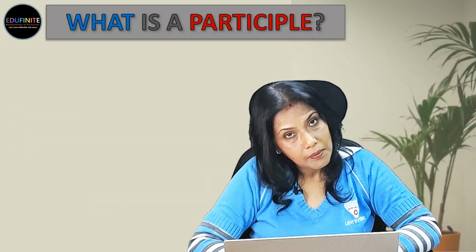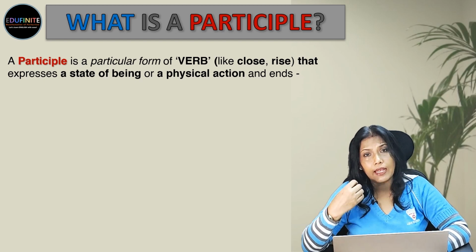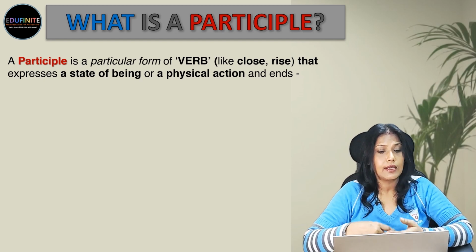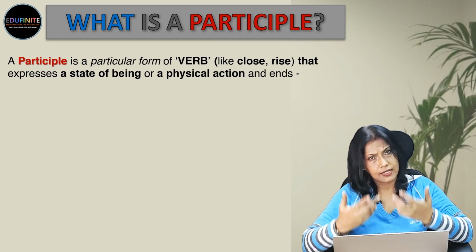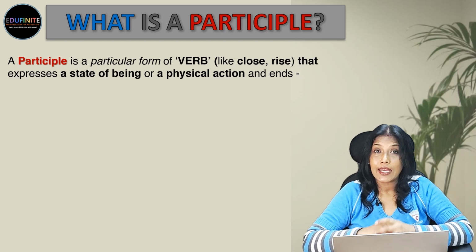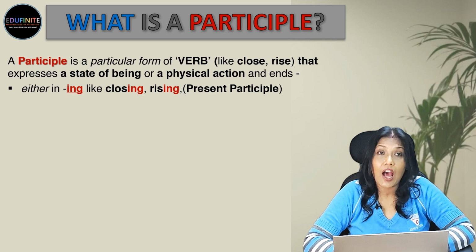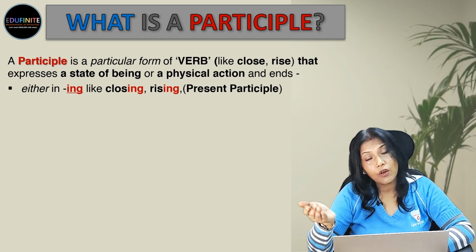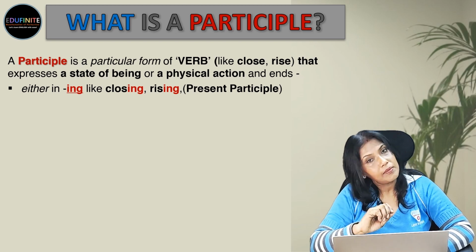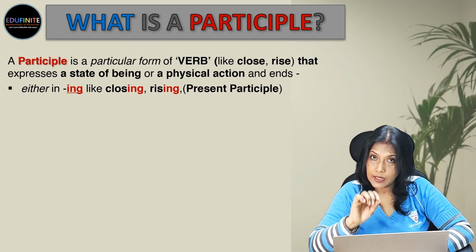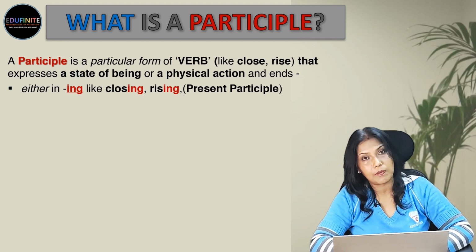Now, what is a participle? A participle is a particular form of a verb like close, rise, that expresses a state of being or a physical action. And since it's a participle, it will end either in ing, so the verb close will become closing and rise will become rising. So the verbs that end with ing are called the present participles.